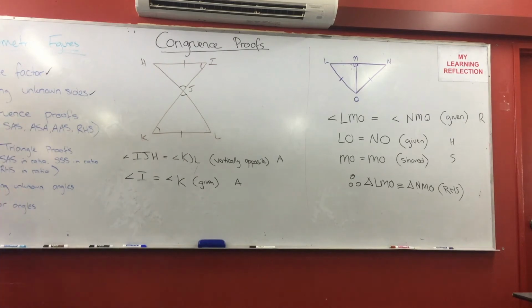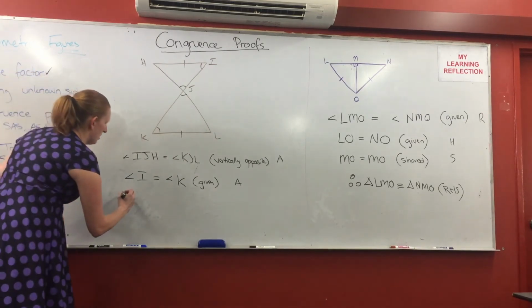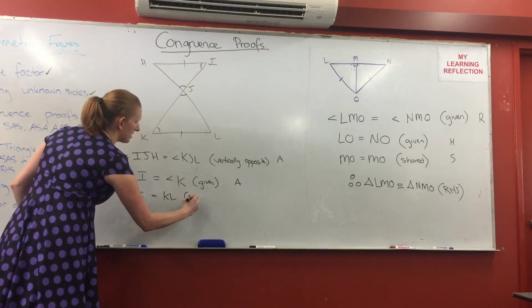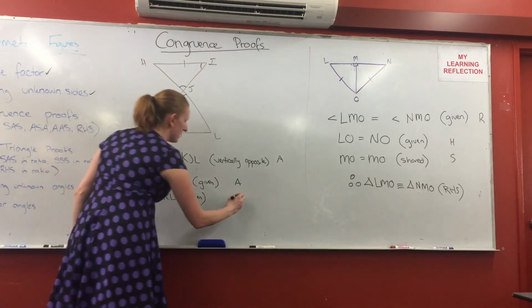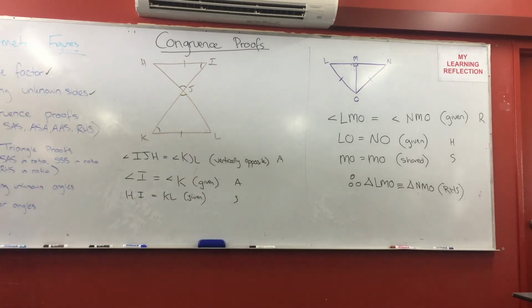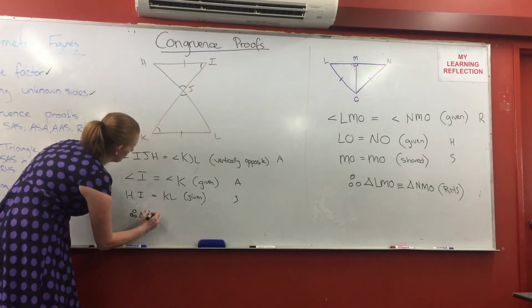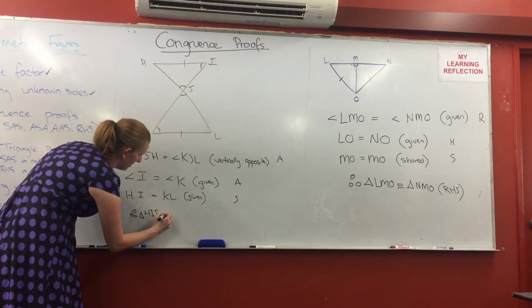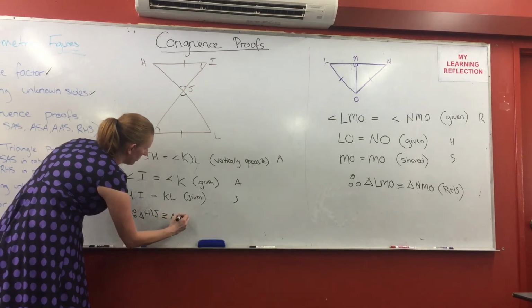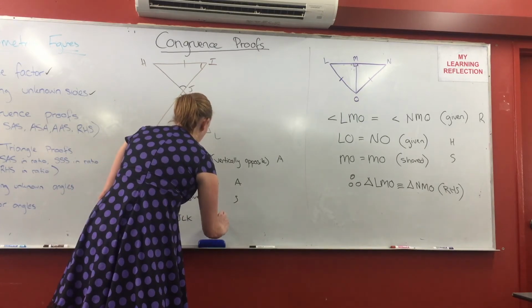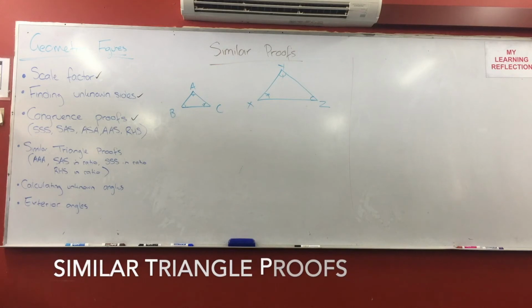And then lastly, what am I going to be talking about? J-H. HI is equal to KL, and it's given. And that's an S. What do I need next? Anyone? What am I needing to do next? I can't stop there. Therefore, triangle H-I-J is congruent to triangle J-L-K. And I'm using AAS. So now let's talk about similar proofs.